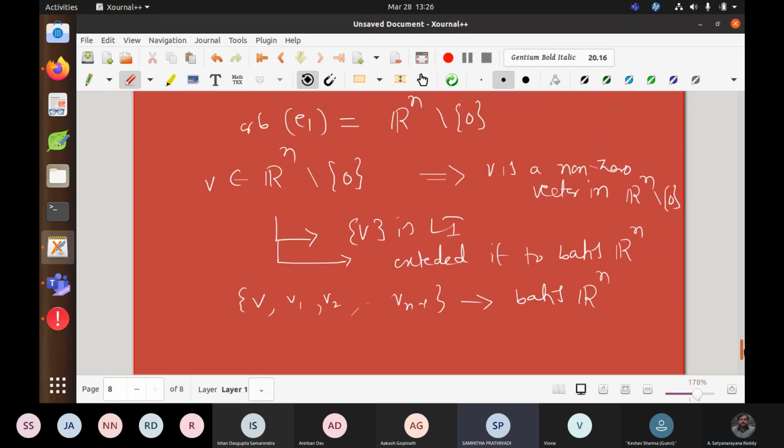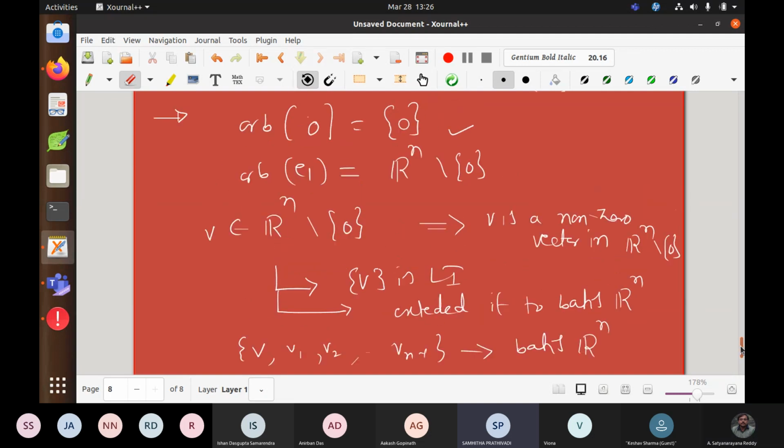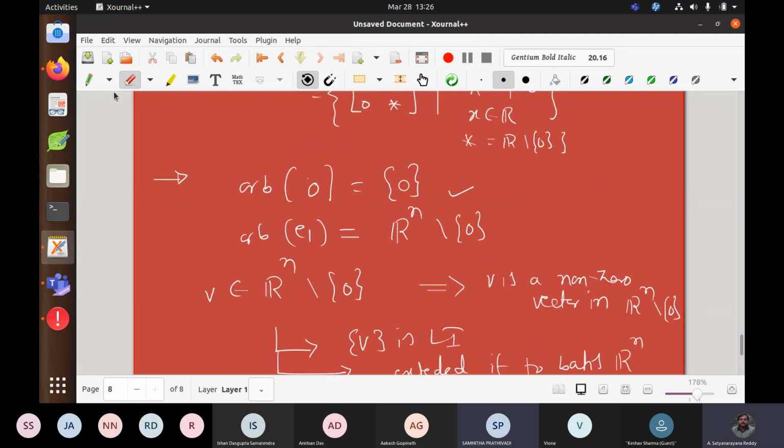So that V belongs to Rn minus 0. See, that orbit thing. Orbit means the set of all elements which, when multiplied by E1, give the results, like where E1 goes to, right? Correct. So we are claiming that you give me any non-zero vector, and there exists a non-singular matrix A such that A times E1 equals V. Yes, sir. We are claiming that.